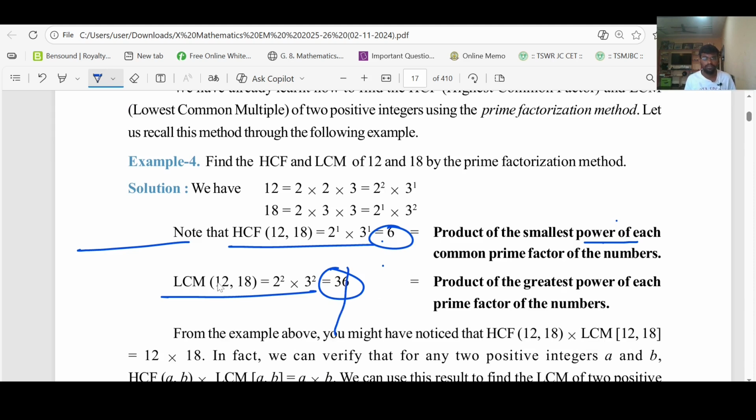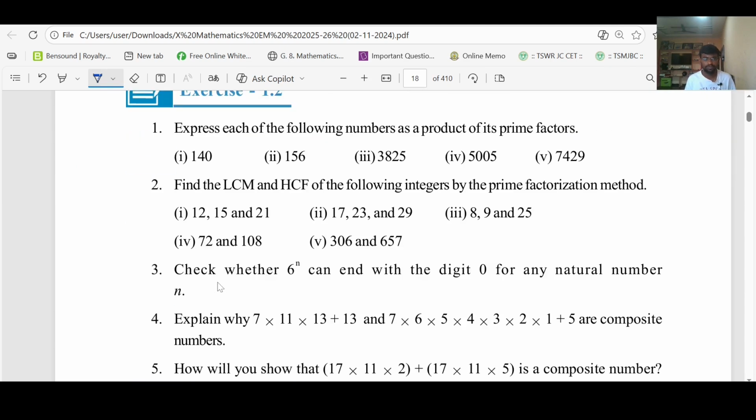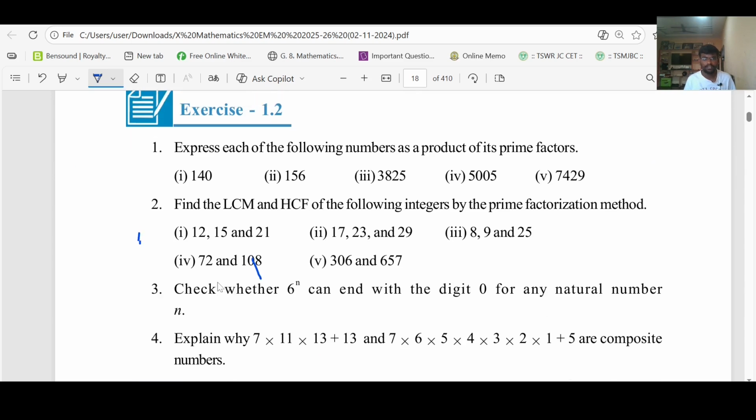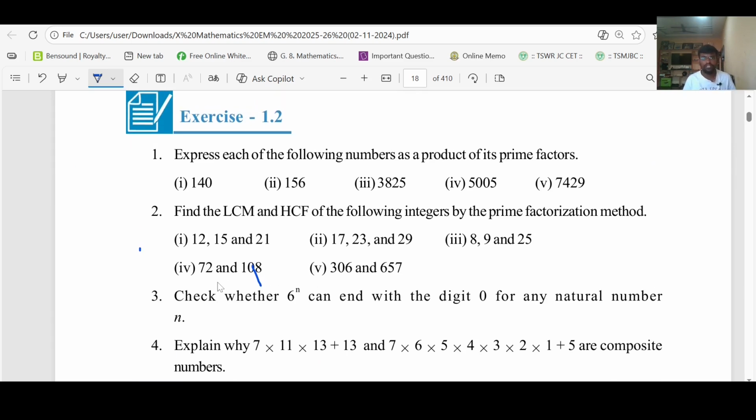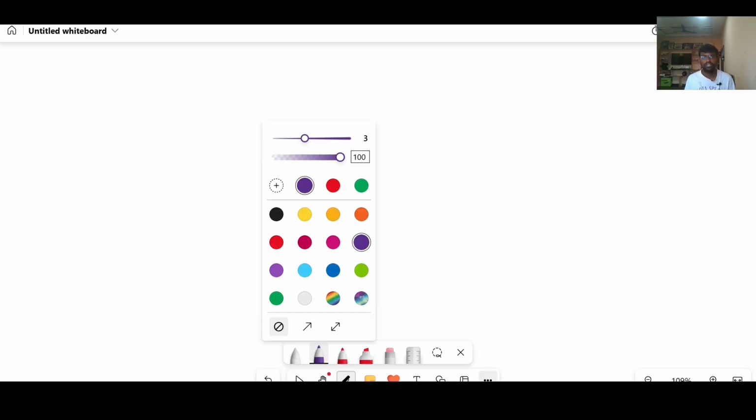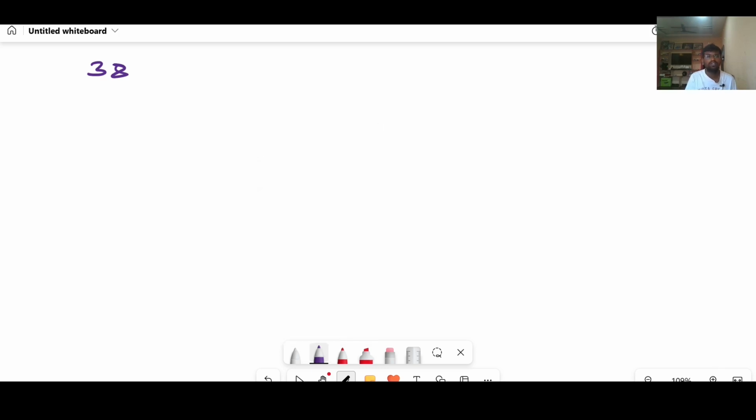Yes, okay. Now we will discuss exercise 1.2. Prime factorization we have done with one example, right? I will take this question for finding prime factorization in 1.2. Look at here, 3825, right? That question is 3825. First I will check the 2 table. It will not be divisible by 2, because all even numbers are divisible by 2.